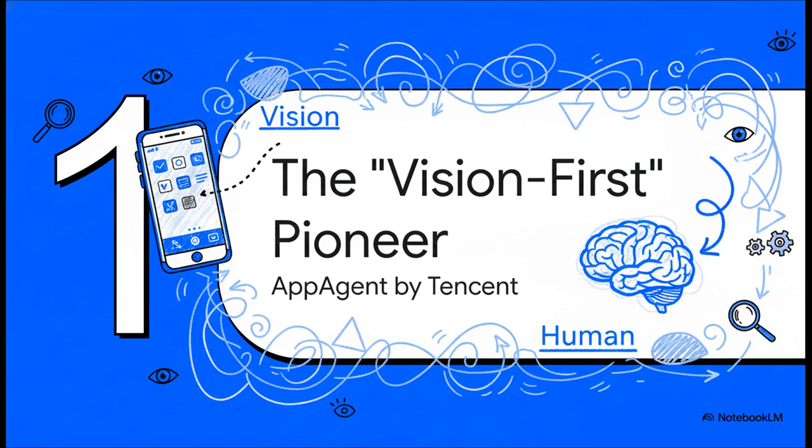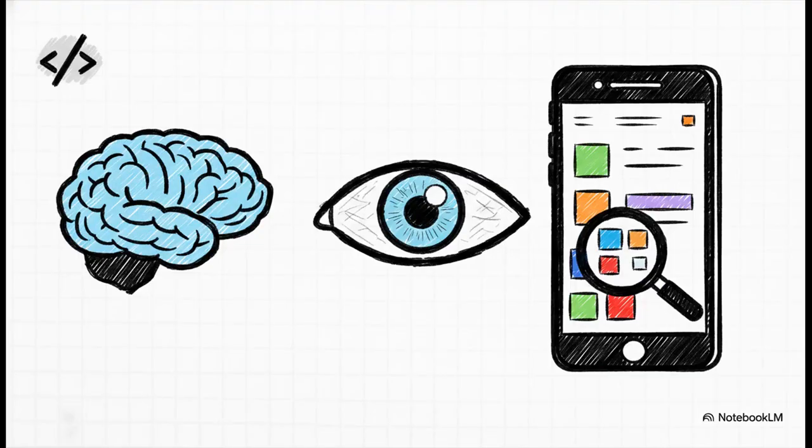We're going to start by looking at one of the first major attempts to crack this code. It's a project from Tencent called App Agent, and their approach, well, it was radical and honestly, very human. App Agent was built on a really simple idea. What if the AI could just see the app screen, the same way you and I do? So instead of trying to get bogged down in complicated code, it would just look at the pixels on the screen and decide what to tap based on sight alone.